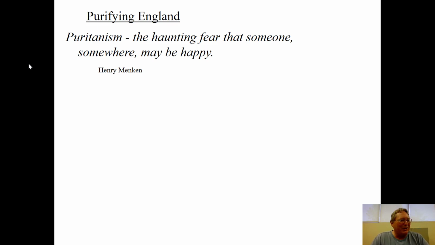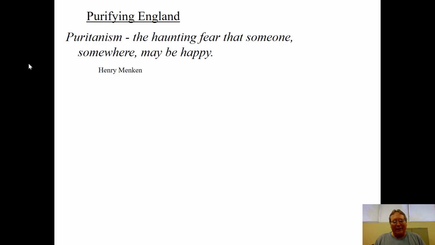Even though Catholicism is no longer in charge of England, there are still too many vestiges of Catholicism left in English society, especially in the Church of England. And it leads to this idea that they need to purify England further of these Catholic remnants, right? And that's where we get an important word for today's lecture, Puritanism.